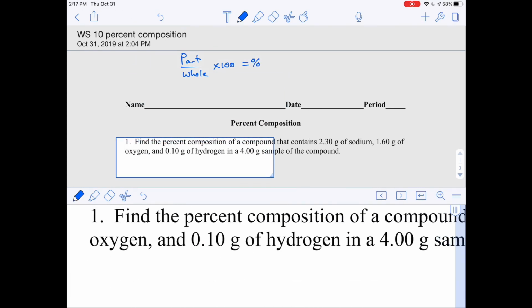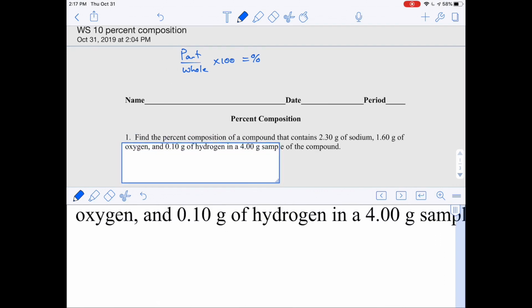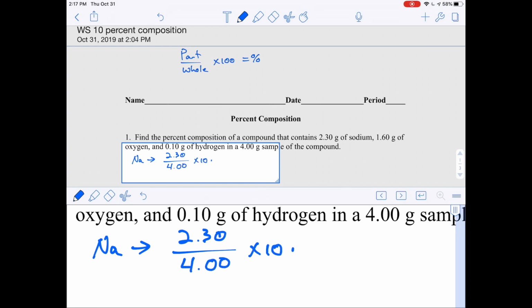So if I look at this problem down here, find the percent composition of a compound that contains 2.30 grams of sodium, 1.60 grams of oxygen, and 0.10 grams of hydrogen in a 4-gram sample. We're going to take the part for each one. So for sodium, the part is the 2.30 over the whole, 4.0 times 100. And that gives us a percent composition of 57.5%. So that compound by mass is 57.5% sodium.